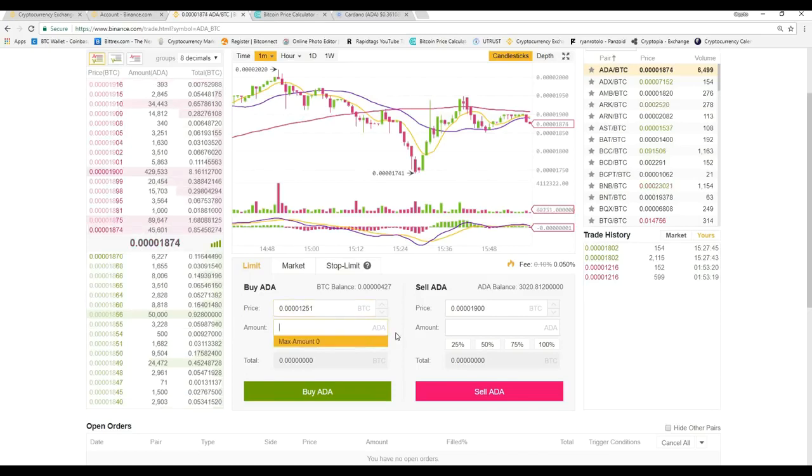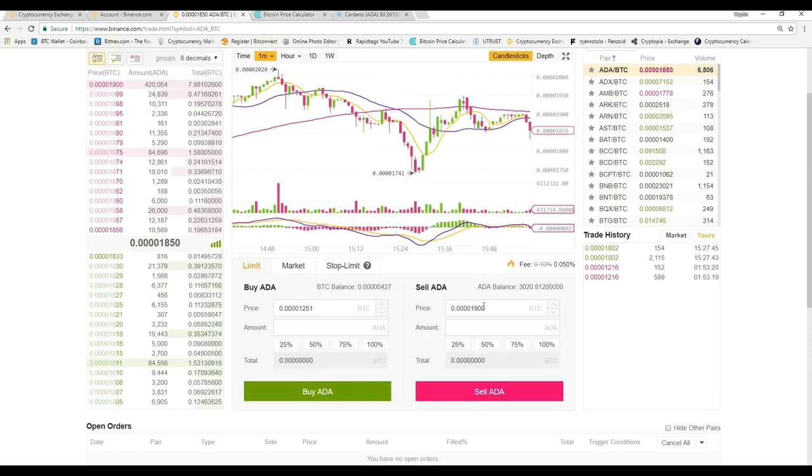And down here I can put in the amount of Bitcoin I want. As you can see, it says your max amount, and I can't purchase any right now, but it would show your max amount. Right here they have this nice little feature with these percentages. If I want to purchase 25% of my Bitcoin for Cardano, I would press the 25 button. If I wanted to spend 50% of my Bitcoin on Cardano, I could do the 50 button, as well as 75 and 100%. And then the total amount would show up down here. You would press buy and you would confirm the transaction.